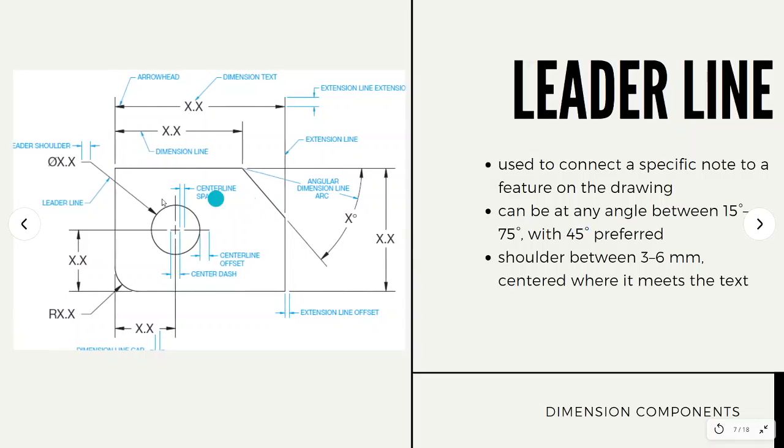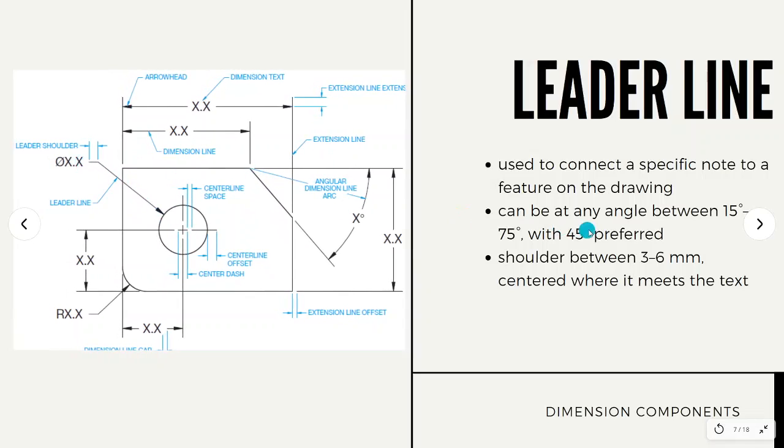So next is the leader line. This is used to connect a specific note to a feature on a drawing. This can be at any angle between 15 to 75 degrees.